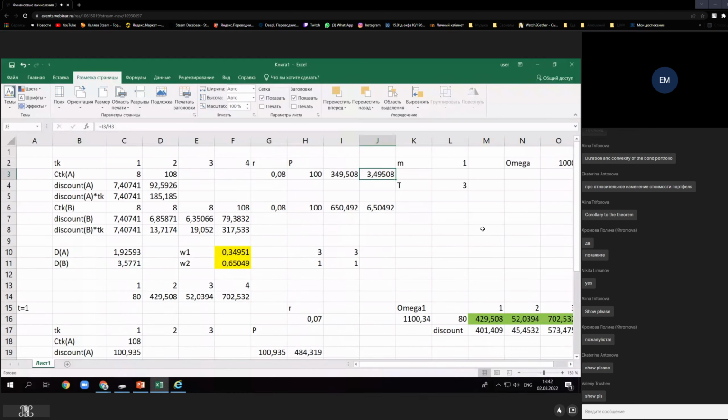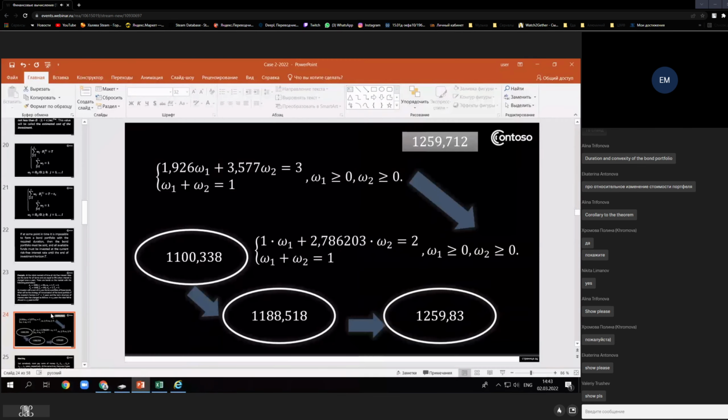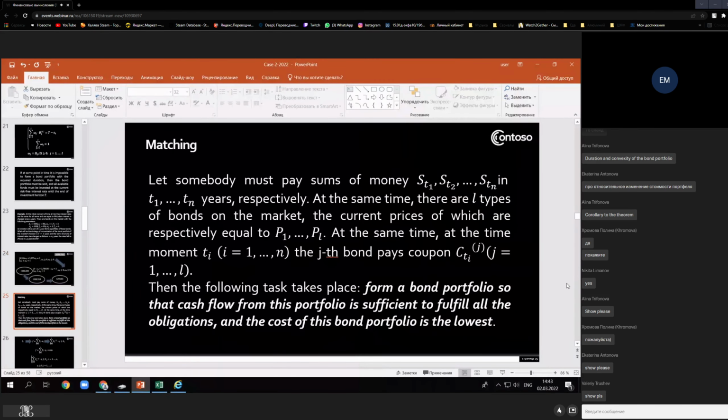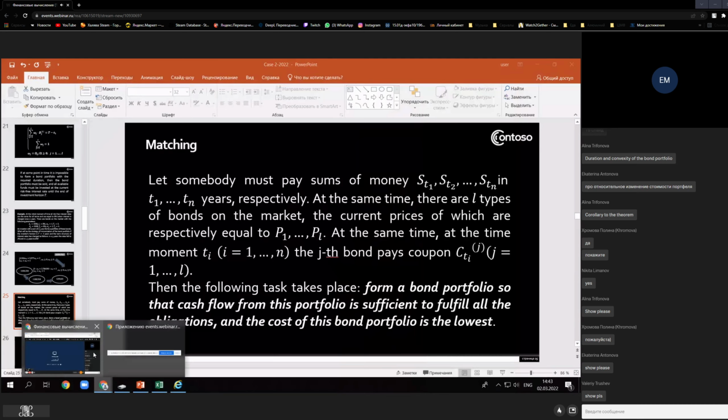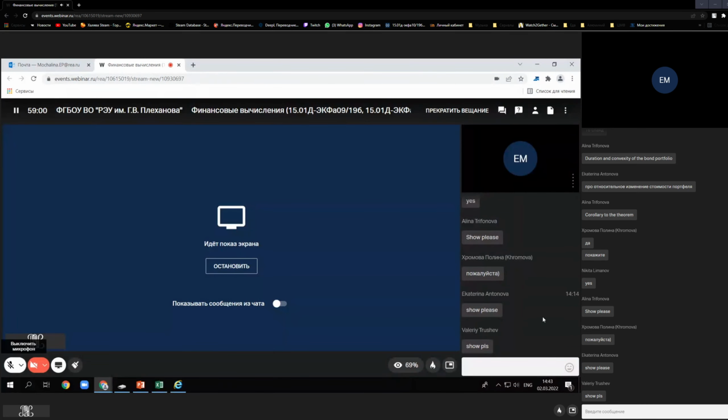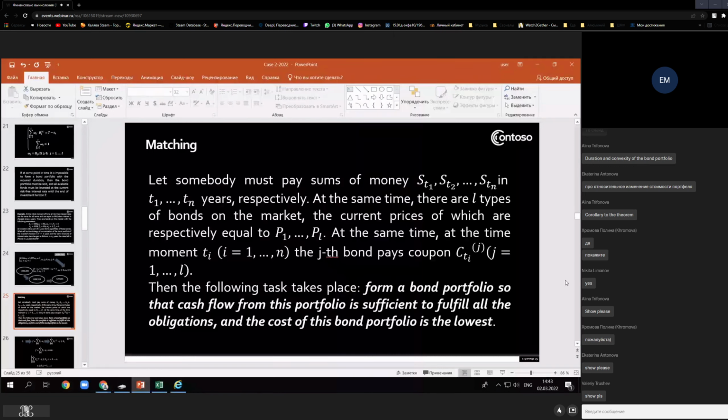And now we will study one more strategy which you will use to provide yourself with an additional sum of money. This strategy is called the matching strategy. The idea of the matching strategy is very easy. First of all, it's a passive strategy. Let's suppose we need some sums of money at future moments of time. Also, we have some types of bonds in the market.